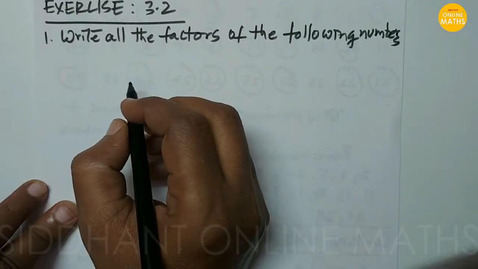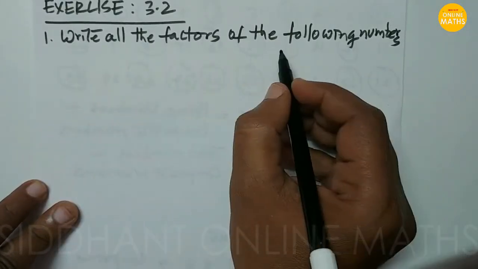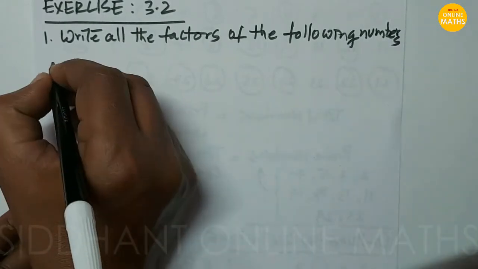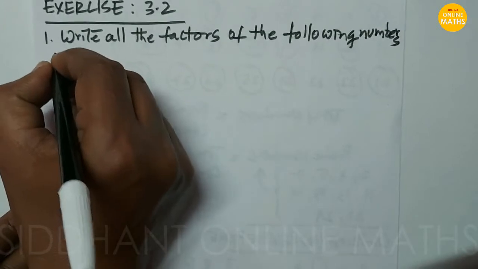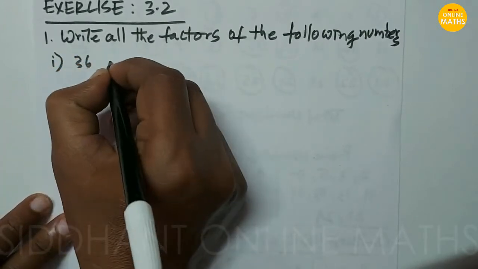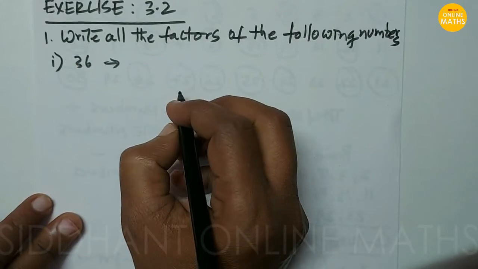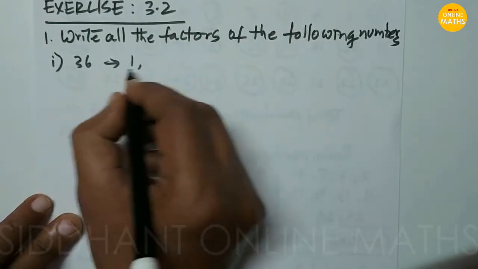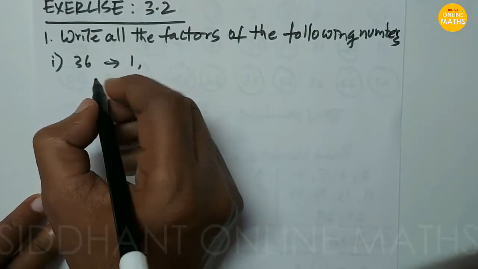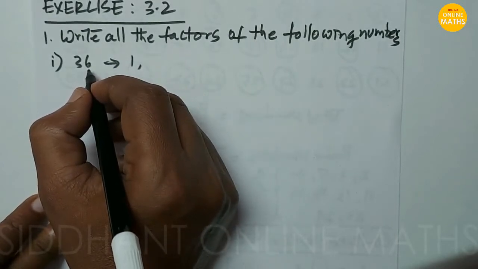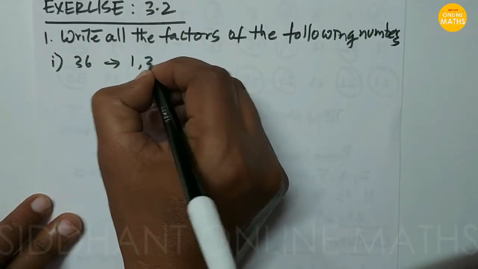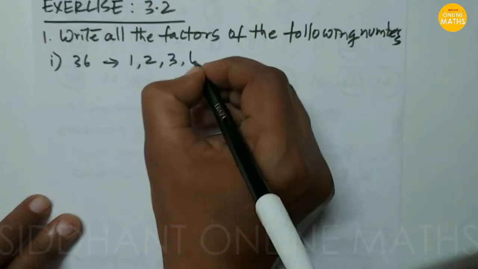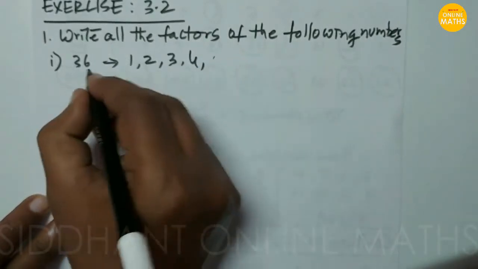Exercise 3.2, first question. Write all the factors of the following numbers. We will take the first number, 36. Here the factors: the number 1 will be common. Next 2, because we see 6 at the unit place, and 3 it will go, next 4, next 5 it won't go.